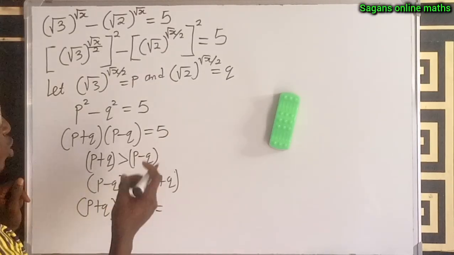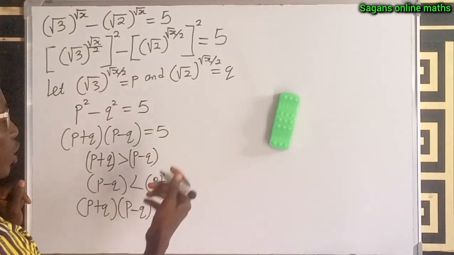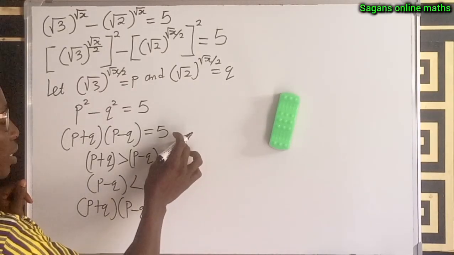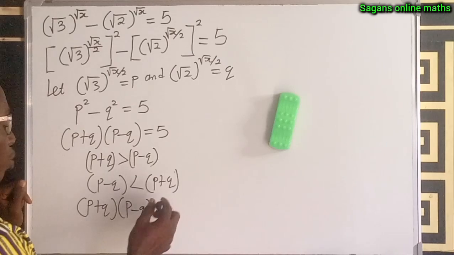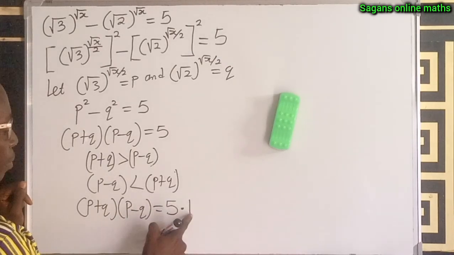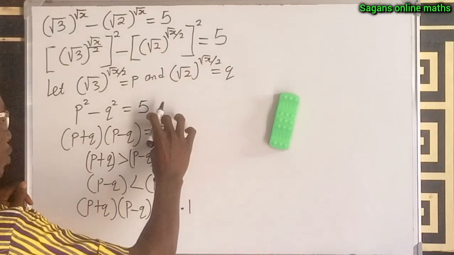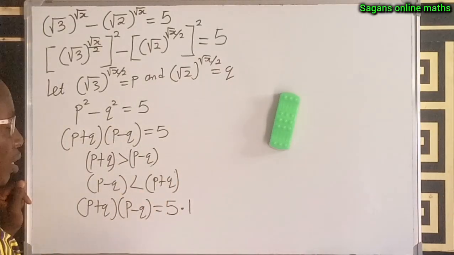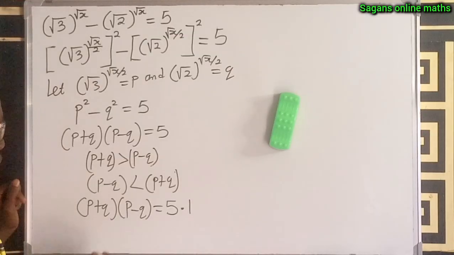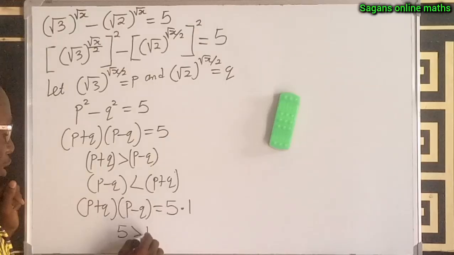Now we know that the only product of 5 will be 1 times 5, because no other number you can multiply to have 5 except 1 and 5. So we can write this as 5 multiplied by 1, because 5 multiplied by 1 will give us 5. No other number you can multiply, because the factors of 5 are just 5 and 1 and itself, right? Now what are we going to do? We want to combine. Since 5 is greater than 1, it means that 1 is less than 5, right?